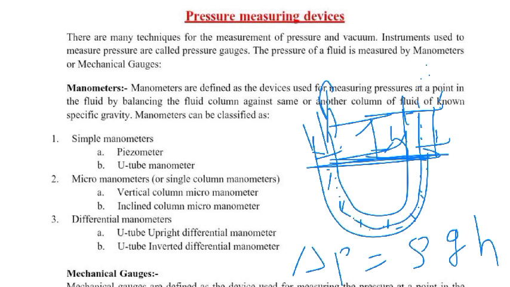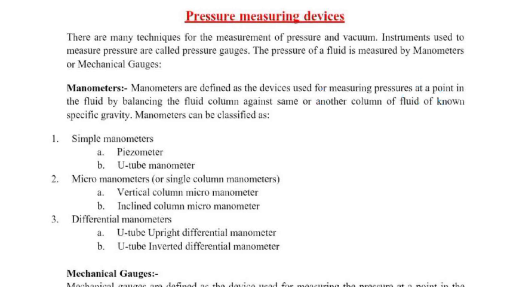So the level in this leg moves downward. The difference between the two levels is the height. In this way, by balancing the column against the same or another column, the pressure is measured; that is known as balancing.